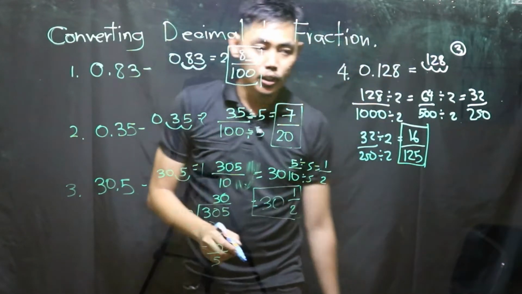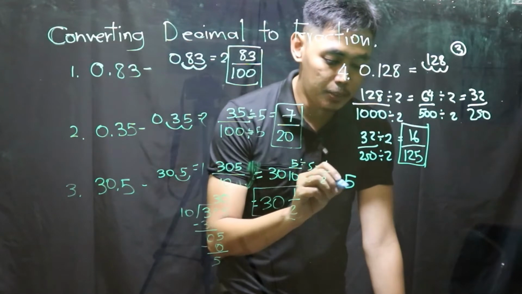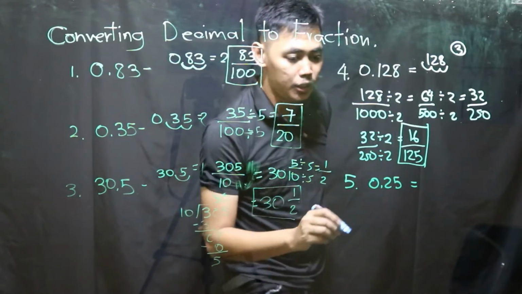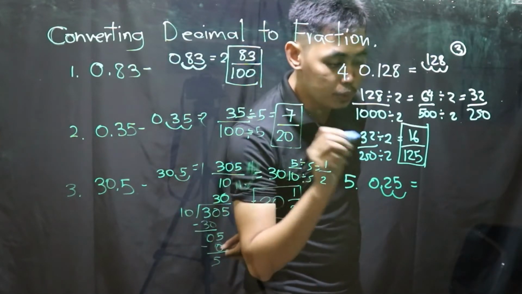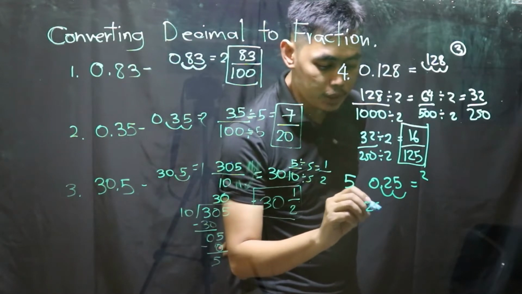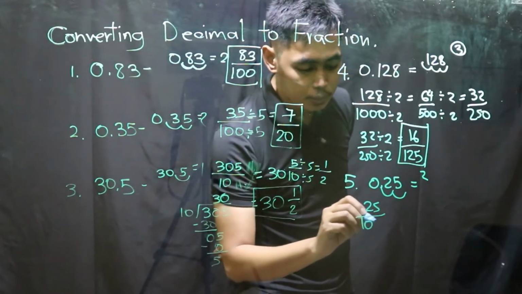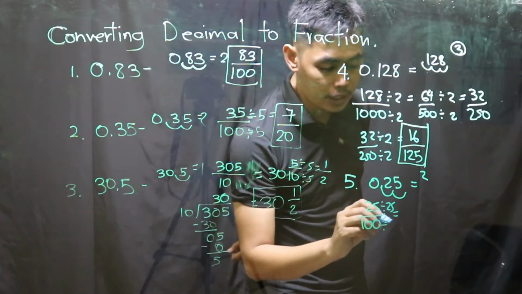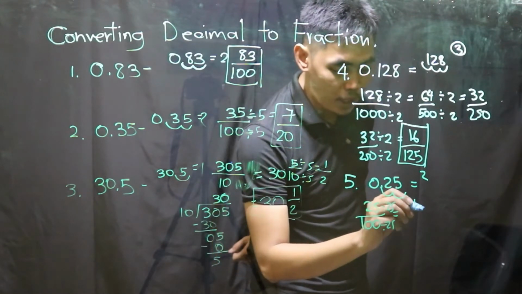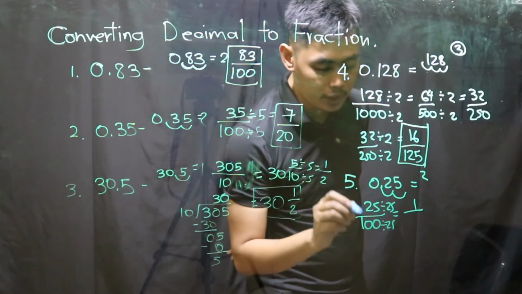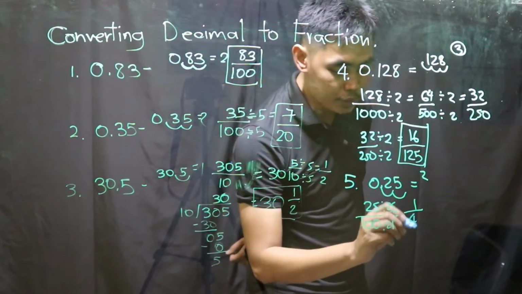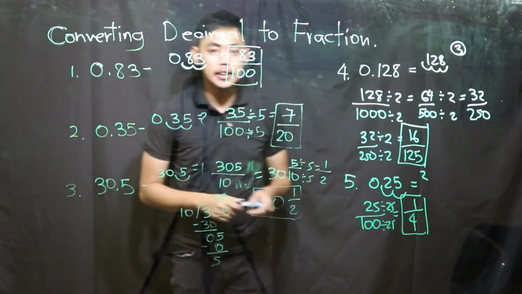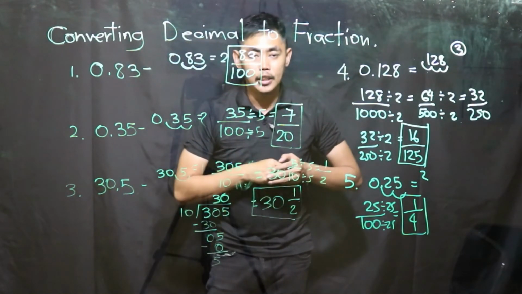Okay? So let's continue. Last number here. How about 0.25? Convert that into a fraction. So let's move 1, 2. So we move twice. So this would become 25 over, since we moved twice, this would be 100. So this is equal to, then we can divide 25 on the top and on the bottom. So we have 1, because 25 divided by 25 is 1. 100 divided by 25 is 4. So this is our answer. 1/4. Alright? So that is how you will convert decimal to fraction.